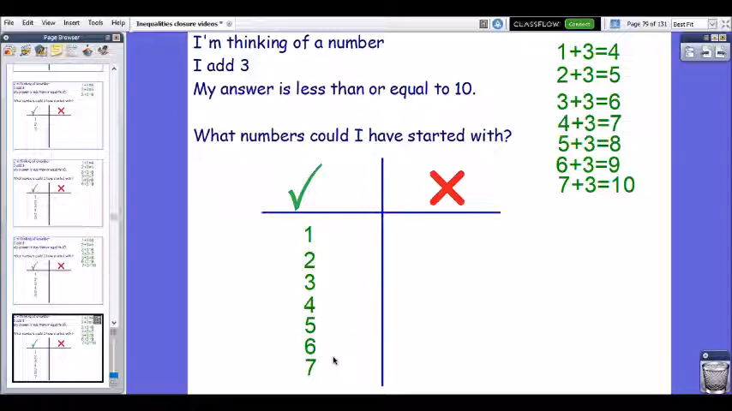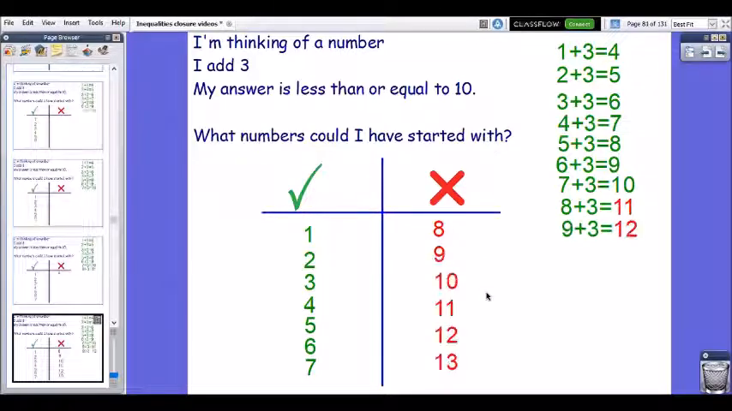So 7 will work. But what about the number 8? Well, 8 plus 3 makes 11. 11 is not less than or equal to 10, so 8 cannot work. So 8 will go in my cross column. Alright, so similarly, 9 wouldn't work because 9 plus 3 gives me 12, which is too big, and so on. So 8, 9, 10, 11, 12, 13, all of these integers won't work. All of these integers will work.